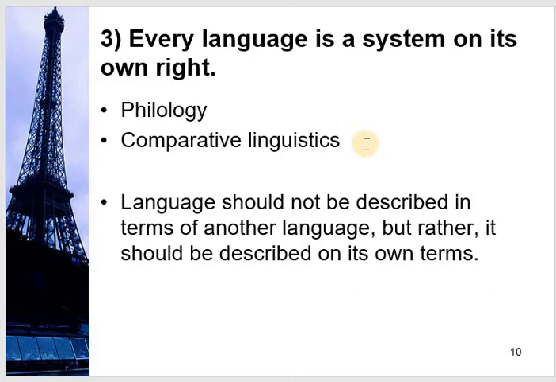Language should not be described in terms of another language, but rather it should be described on its own terms. The North American structuralists' main point is that comparison of languages is not important. Rather, language should be discussed on its own conditions. Its own rules and regulations should be studied. Don't reconstruct a language on the basis of existing languages.